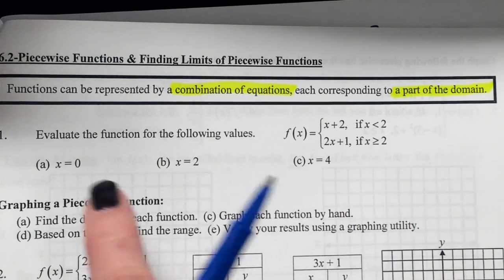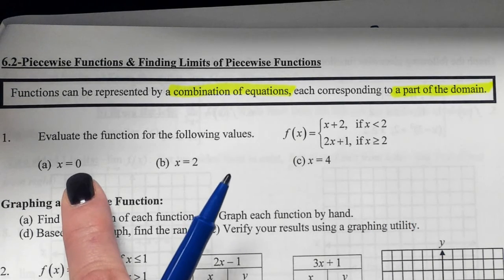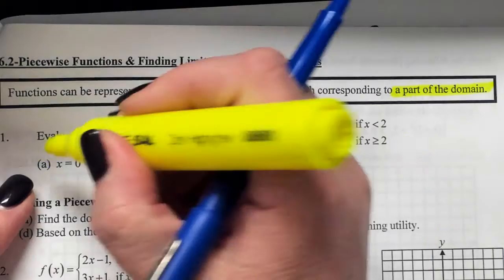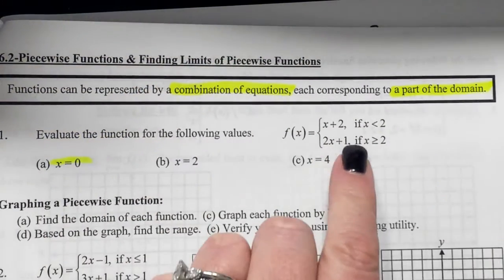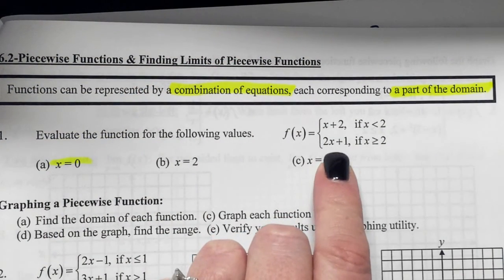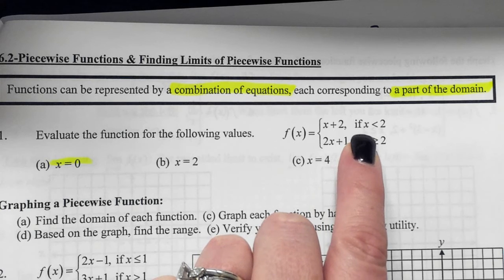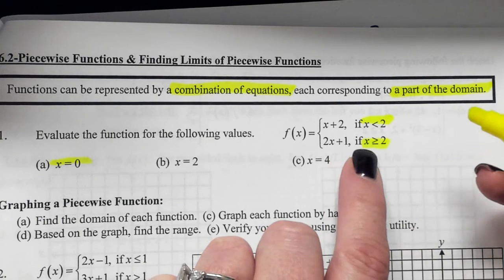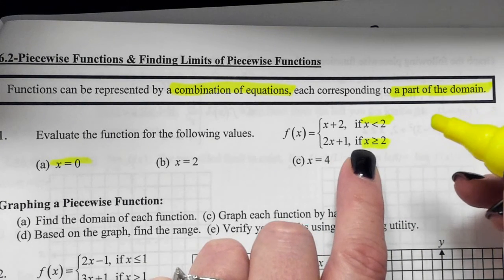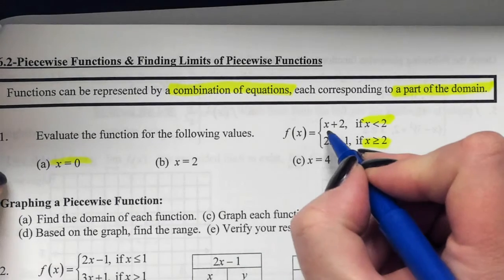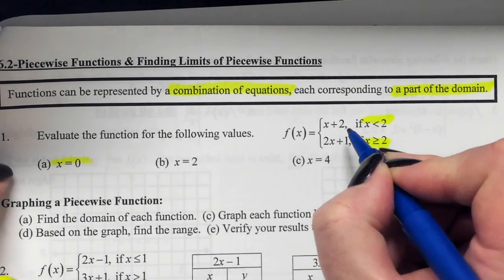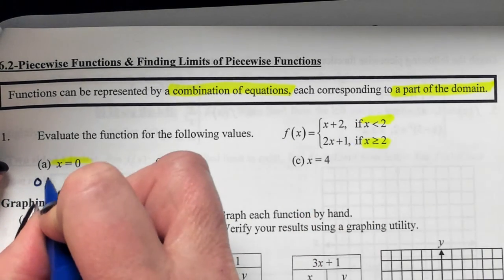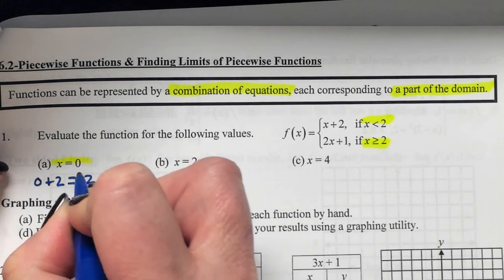So for example, if I ask you to evaluate this piecewise function at x equals 0, you don't plug 0 into both functions. You need to figure out what domain 0 fits into. Is 0 less than 2, or is 0 greater than or equal to 2? Where does 0 fit? Less than 2. So all you're going to do is plug 0 in for x into the first equation. So 0 plus 2 is just equal to 2.